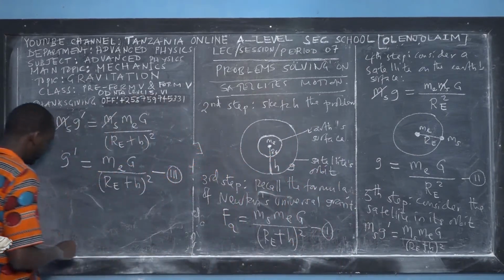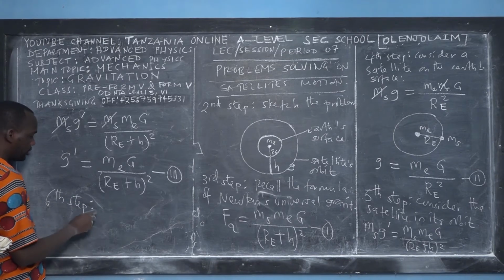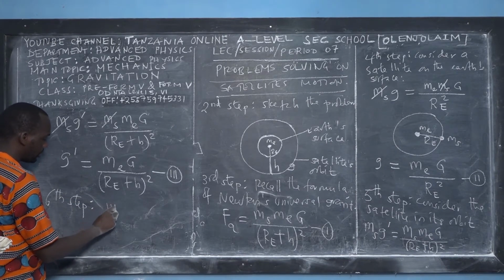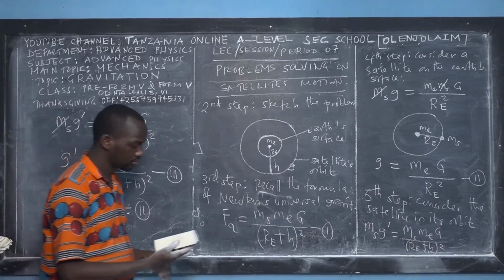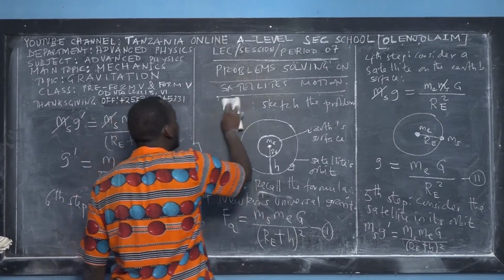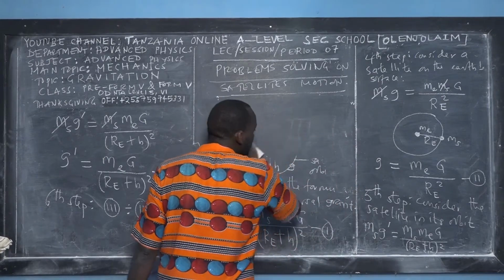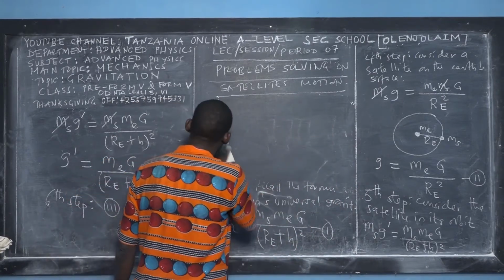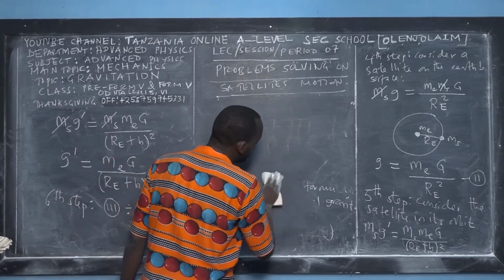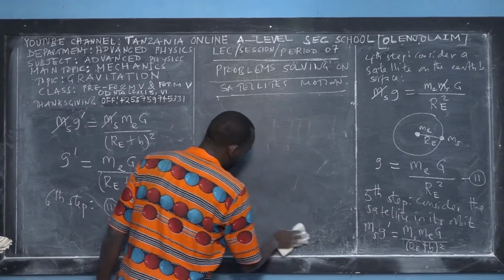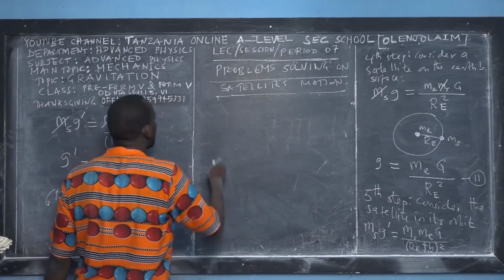So then we go forward to the sixth step. We say that now we have to take equation 3 and divide it by equation 2. Why do we have to divide? Because we have to cancel. There is similarity between equation 2 and equation 3. So if we do the division, then the numerators of both equations will cancel.